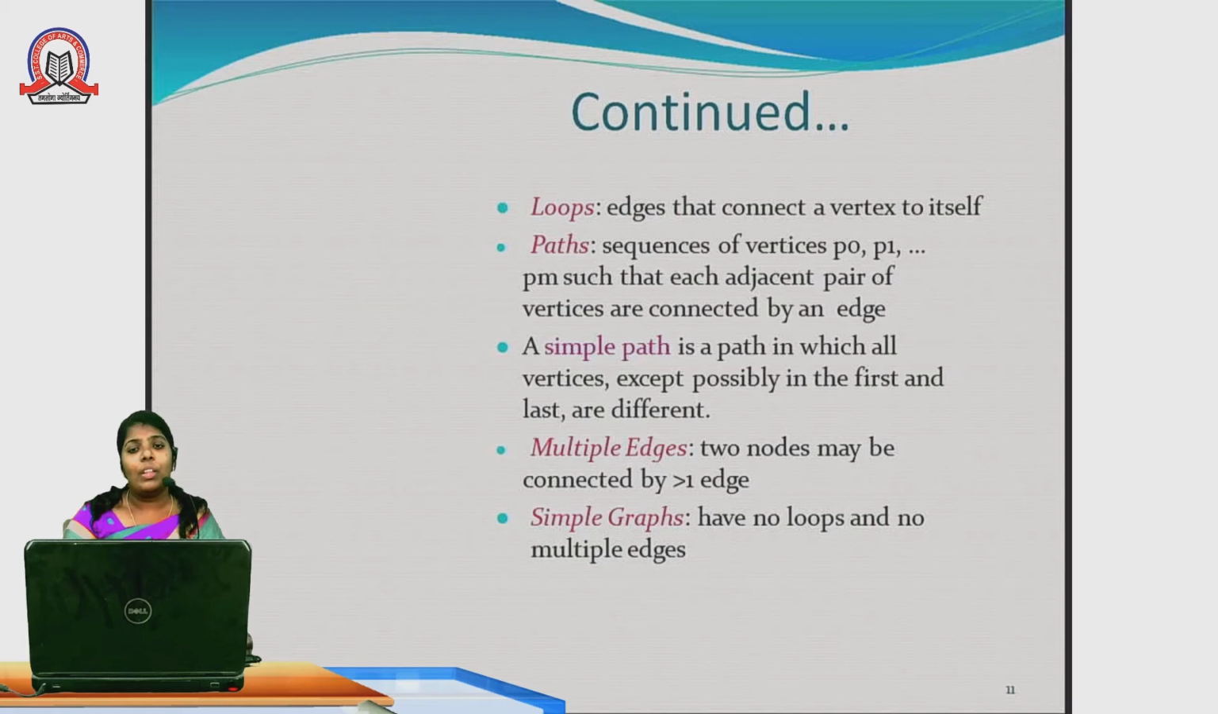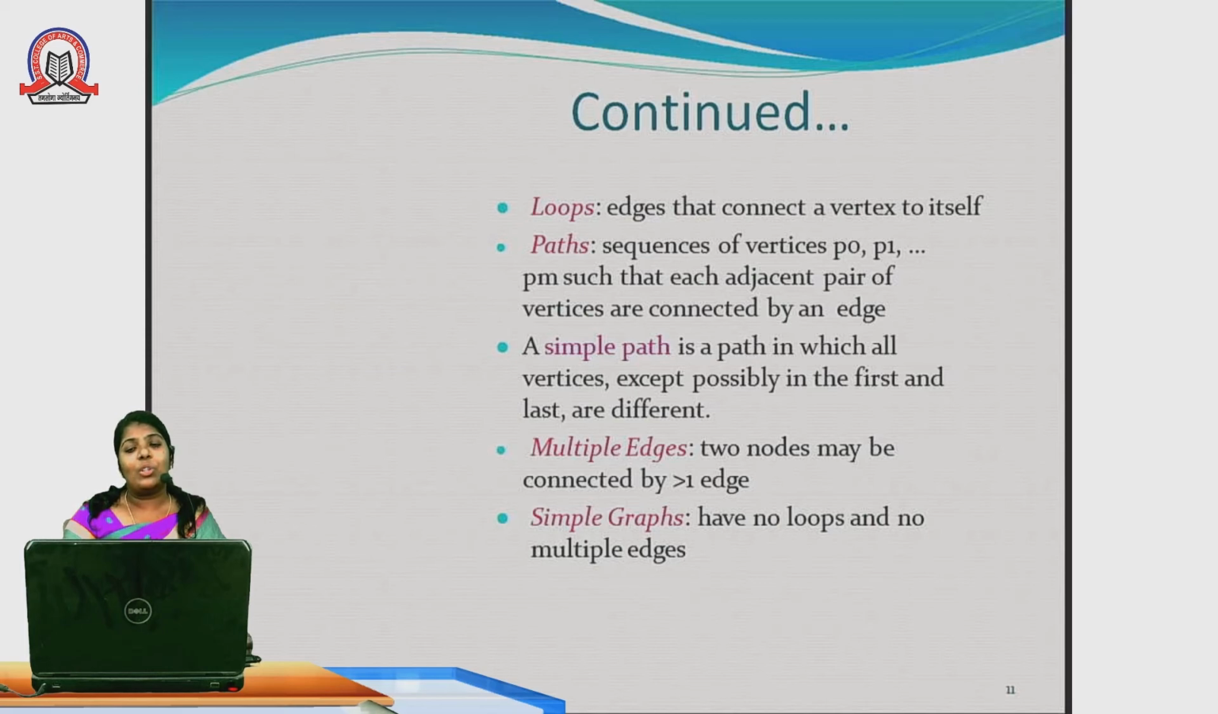Then path. A path means a sequence of vertices where each adjacent pair of vertices is connected by an edge. Then simple path. A simple path is a path in which all the vertices except possibly the first and last are different.